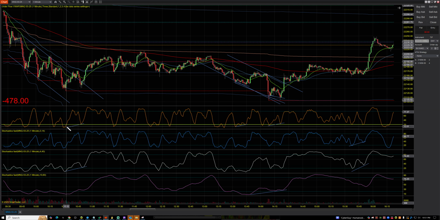Now you see these lines here, this low, this low, this low, and this low. They all have to be underneath the 20 line. They have to be under the 20 line there.